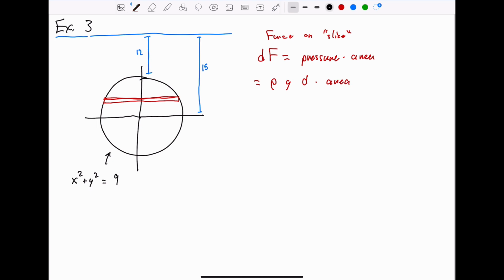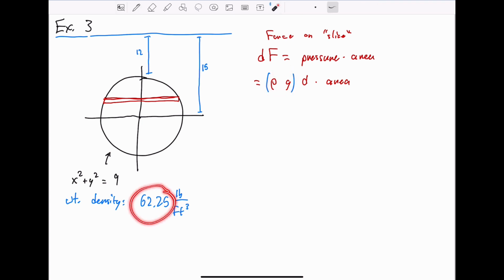Now for this problem, instead of having a mass density rho, we are given a weight density. We're told that the weight density of water is 62.25 pounds per cubic feet. Weight density is mass density times gravity. So this rho times g, that altogether is 62.25. We don't need to multiply by acceleration due to gravity because we already have a force per volume. So rho times g, that's 62.25. Then d is the depth here. So how do we get an expression for the depth?